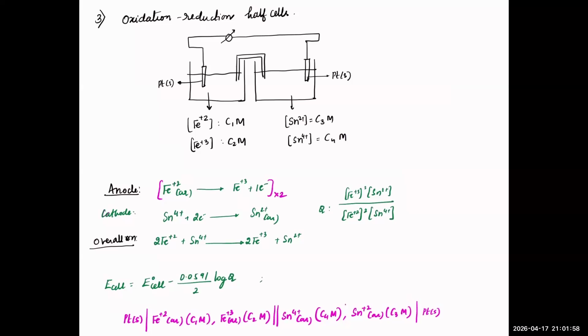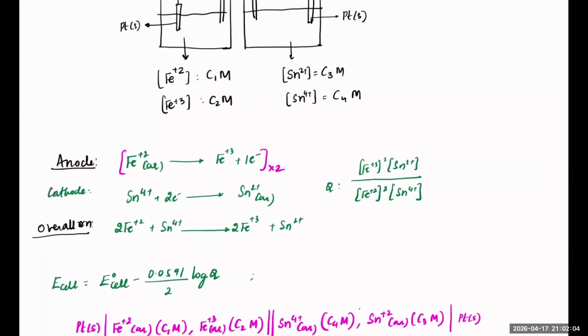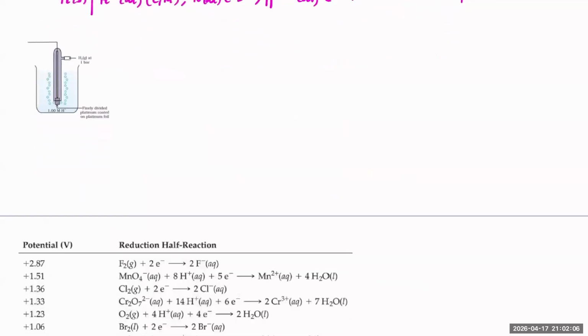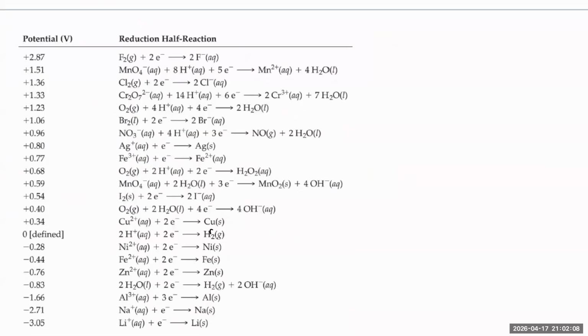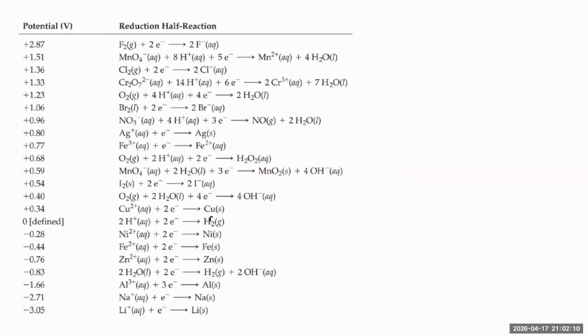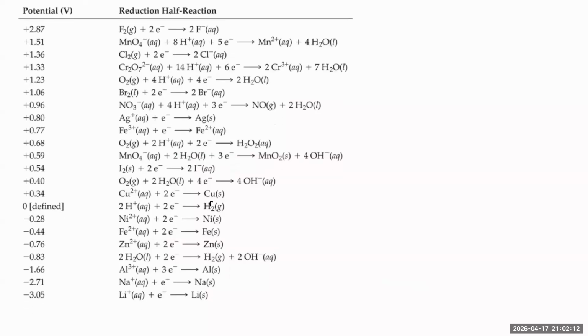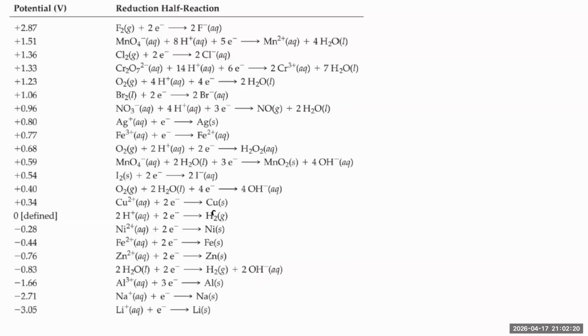So this type of cells are oxidation and reduction half cells. Now usually, everybody, one thing you got to realize is which of these half cells, which of these electrode potentials, will have more or less reduction potential here. This is based on the data.